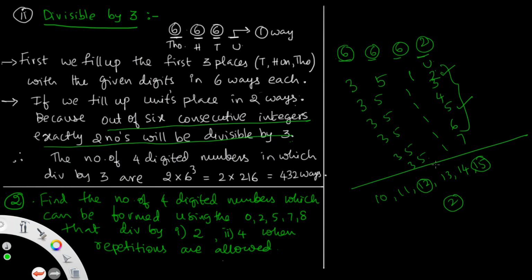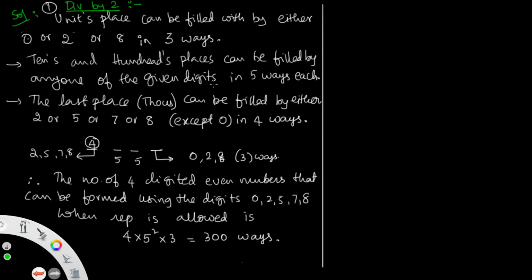In the same way, the second question is almost the same. Find the number of 4-digit numbers which can be formed using the digits 0, 2, 5, 7, 8 that are divisible by 2 and divisible by 4 when repetitions are allowed. Like the previous question, what is the divisibility rule? For divisibility by 2, the units place must be filled with even numbers.